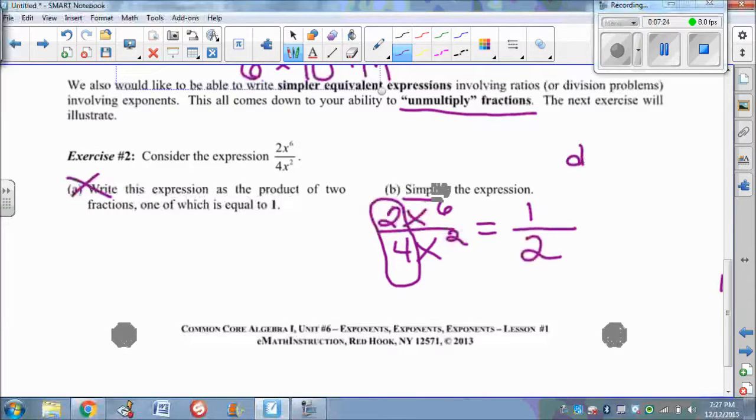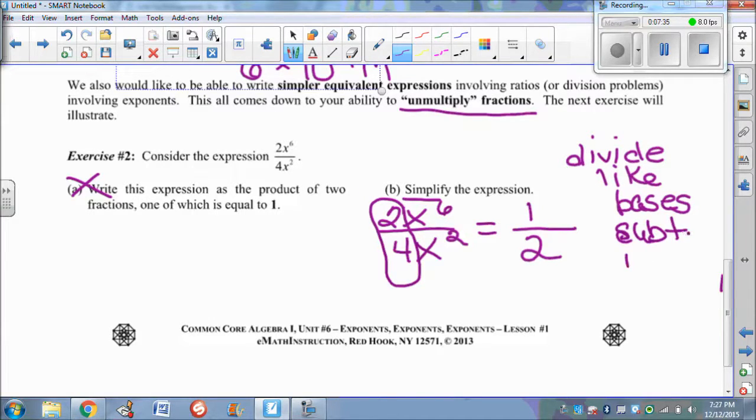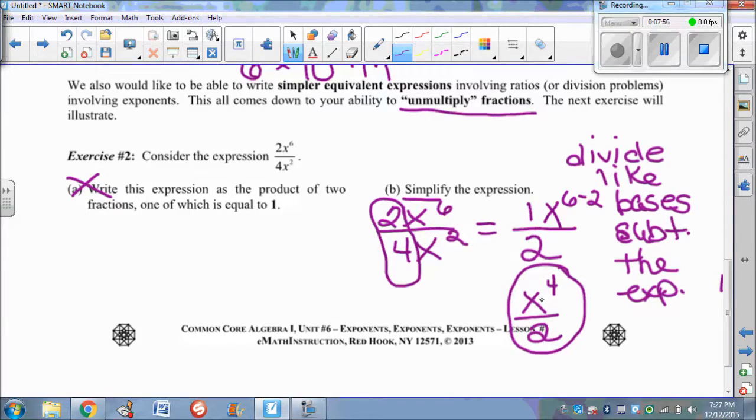So when you divide like bases, subtract the exponents. So x to the 6th divided by x to the 2nd, that ends up leaving us with x, I'm going to write this out, to the 6 minus 2, which ends up being x to the 4th, all divided by 2.